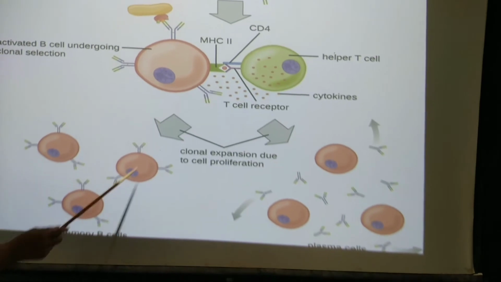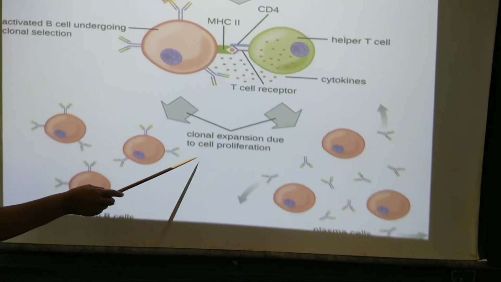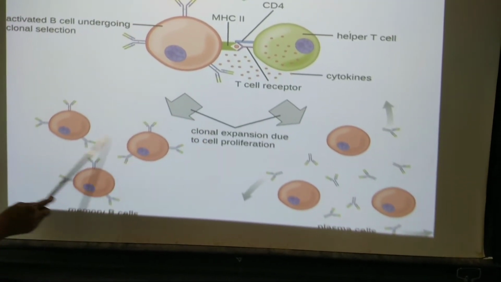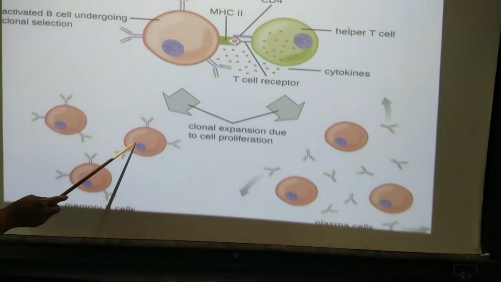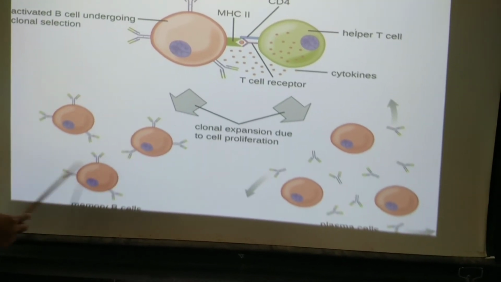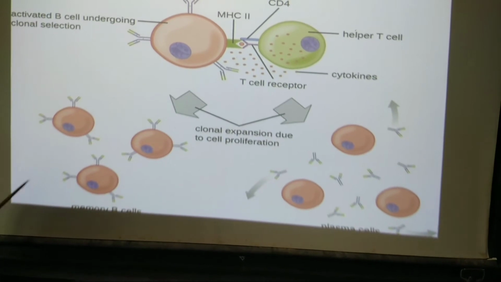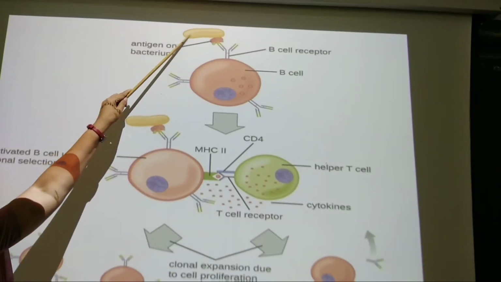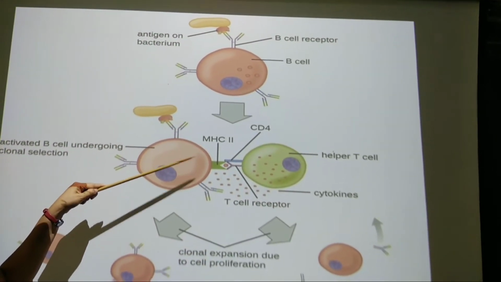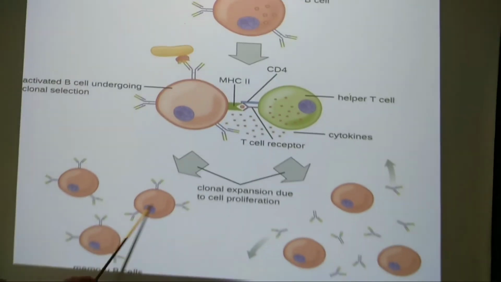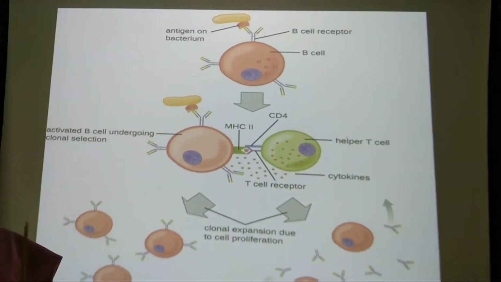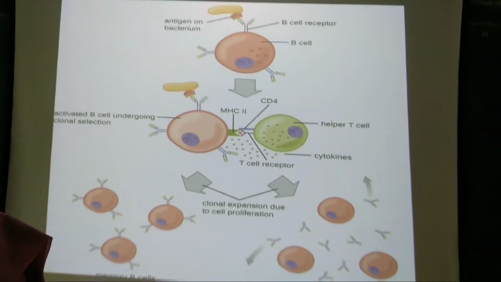Now here you can see some of the cells that are produced will differentiate into memory cells. These memory cells will play a role in the secondary immune response, which means when the same type of antigen enters the body after some time, these cells will recognize the antigen and mount an immune response in a very quick manner.